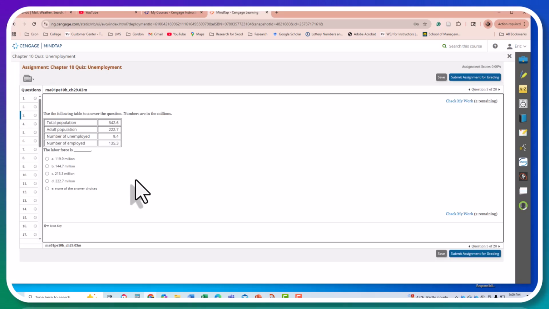A little bit of calculations, the numbers in the millions. The labor force is, again, talked about that in the last assignment in your textbook. Calculate that.